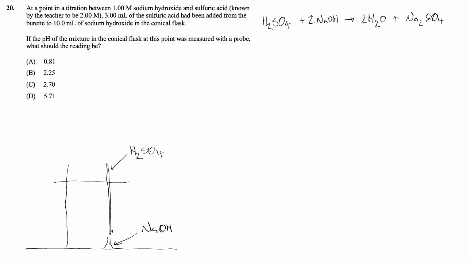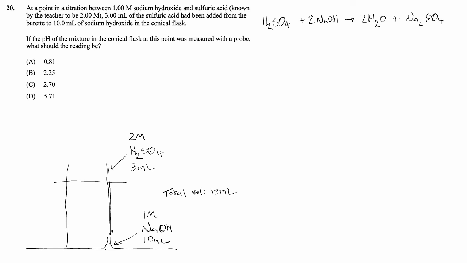Now, we've got 1 molar sodium hydroxide, so this is 1 molar. And sulfuric acid, known by the teacher to be 2 molar, so H2SO4 is 2 molar. 3 ml of the sulfuric acid had been added, so sulfuric acid we have 3 ml. And what have we got down here? 10 ml of the sodium hydroxide in the conical flask. So this is 10 ml. Okay, so total volume, 3 ml plus 10 ml, is 13 ml in the conical flask.